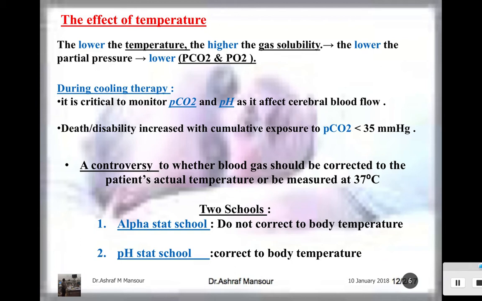So for interpretation of blood gas at different temperatures, there are two schools with controversy about whether we have to correct this result or not. The alpha-stat school doesn't correct, while the pH-stat school corrects for the body temperature, and I think the second school is better, especially in babies who are under cooling therapy.